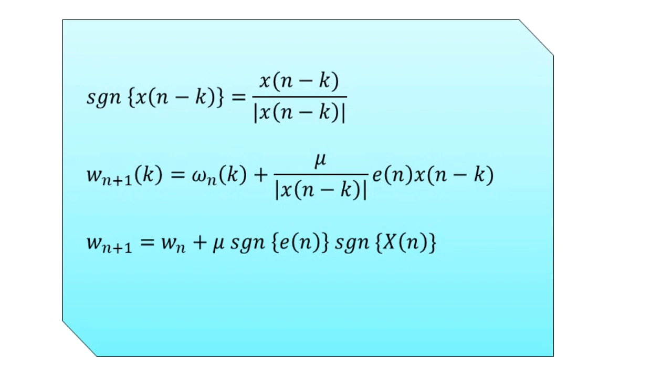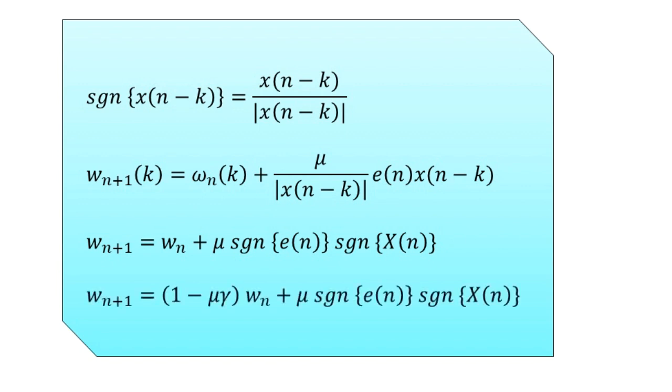Most of the time for the sign algorithm, the update equation is given by this expression, where we have w(n+1) equal to (1 minus mu times gamma), where gamma is the leakage term here. This bracket is multiplied to the weight vector w(n), further added by mu times the signum function of e(n) times the signum function of x(n). So this was all about the second type for reduction in the computational complexity.